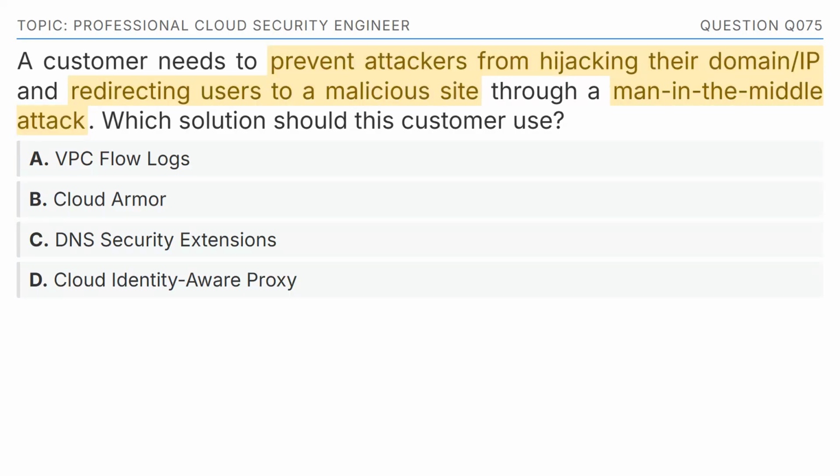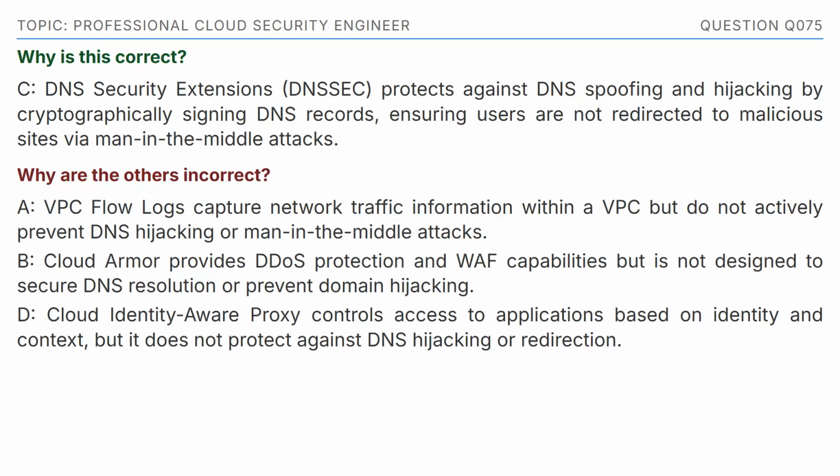To arrive at the correct answer, we focus on the keywords: prevent attackers from hijacking their domain/IP, redirecting users to a malicious site, man-in-the-middle attack. The correct answer is option C, DNS security extensions. Why is this correct? C. DNS security extensions, DNSSEC, protects against DNS spoofing and hijacking by cryptographically signing DNS records, ensuring users are not redirected to malicious sites via man-in-the-middle attacks.